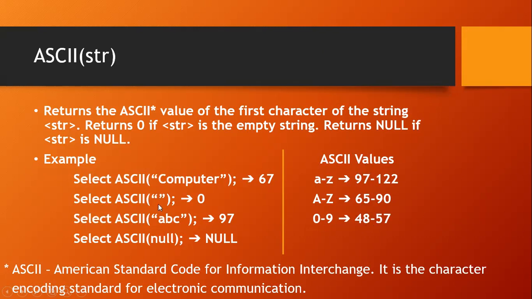So select ASCII of an empty string, that is nothing in here, no space also, then it will be returning 0 as the output. If I give ASCII of 'ABC', what is the first character? Small a. ASCII value of small a is 97. Select ASCII of NULL. Null means an illegal empty value. So your output will be a null value.